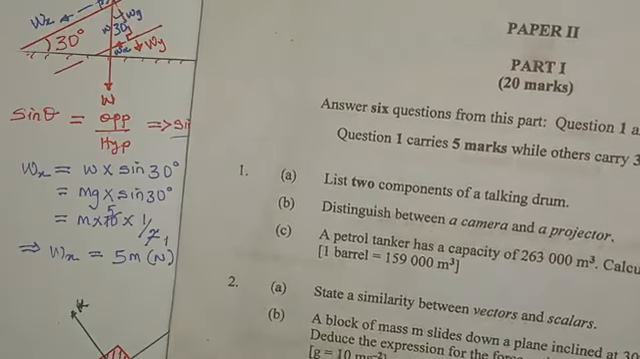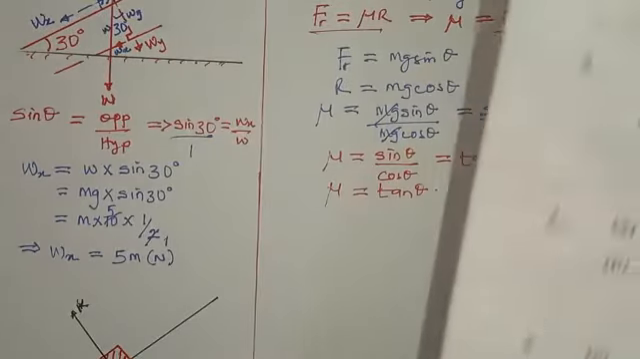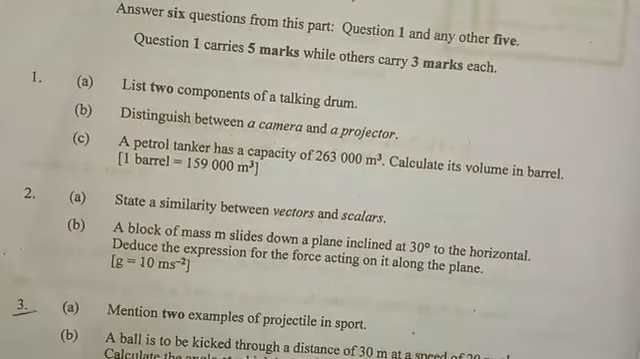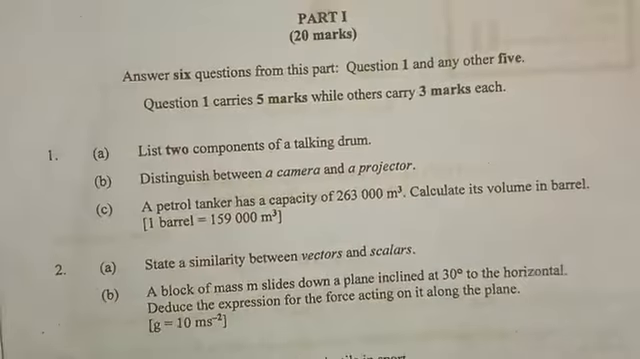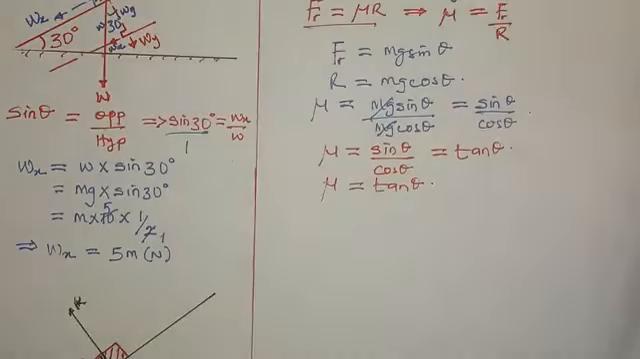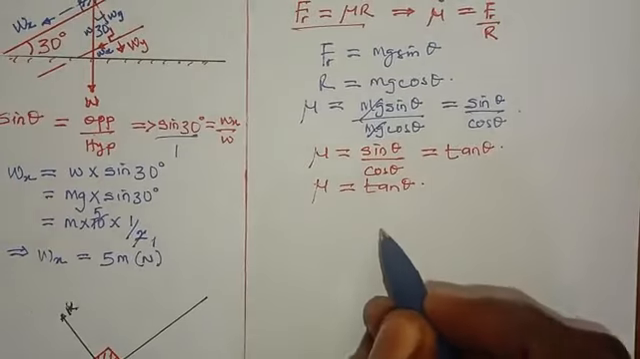In our last class we stopped at question 2, so we're going to continue from there today, from question 3. Question 3a says, mention 2 examples of projectile in sport. So that is question 3a.